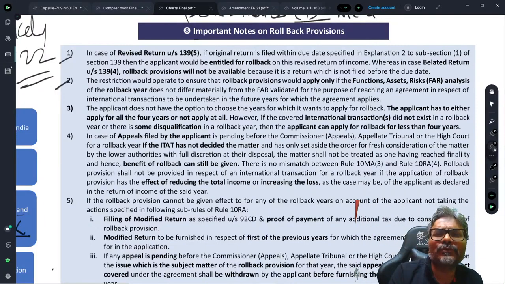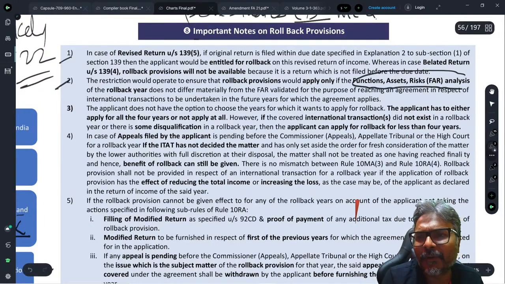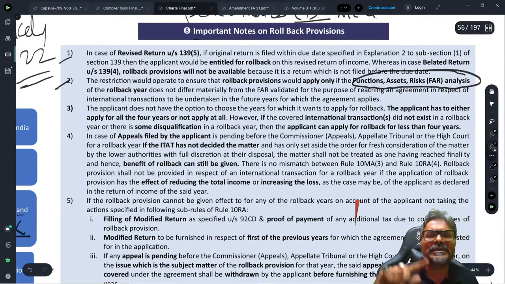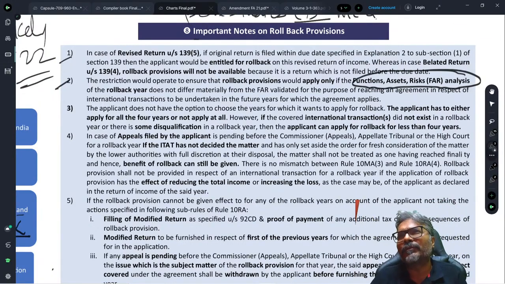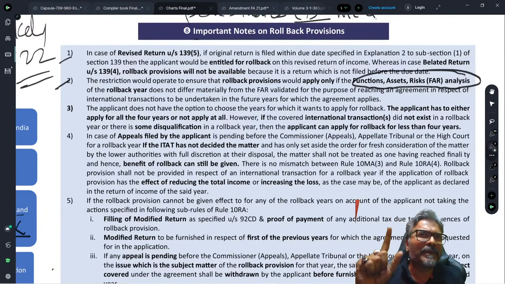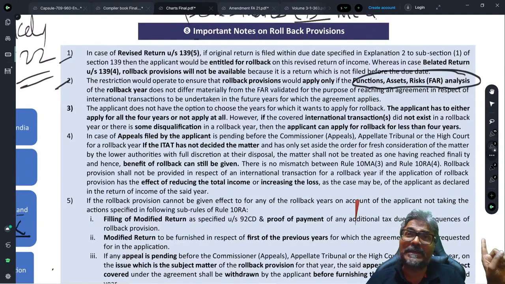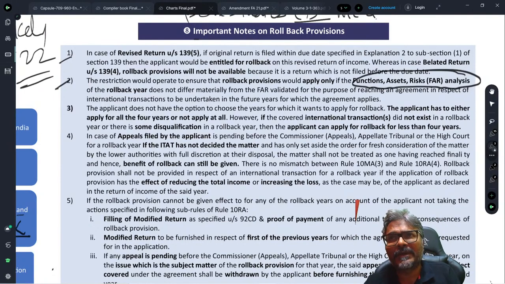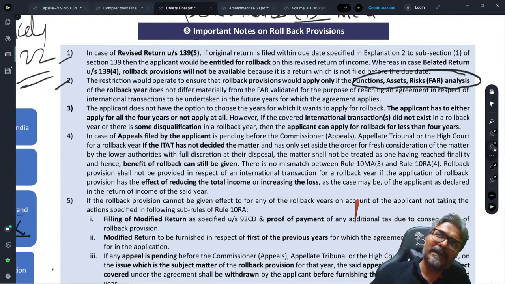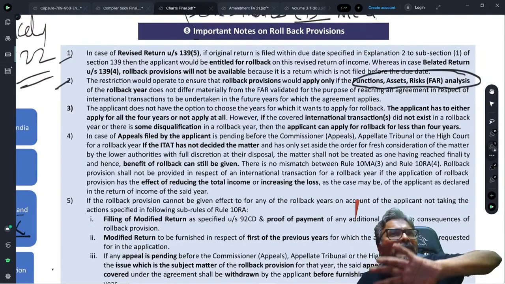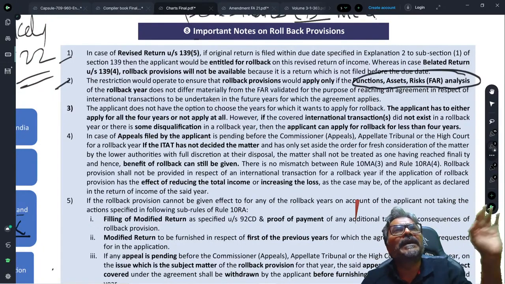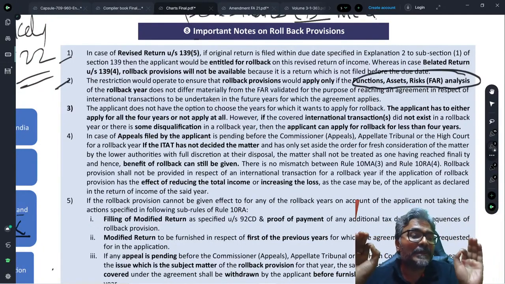This we know, students, through the FAR analysis. What is this FAR analysis? The functions performed, assets employed, and the risks assumed. So the functions that have been performed in both the transactions should be the same. The functions performed in what? In the APA transaction, whatever functions I'm going to perform in that transaction, and the transaction for which I want the rollback, the functions should be the same.